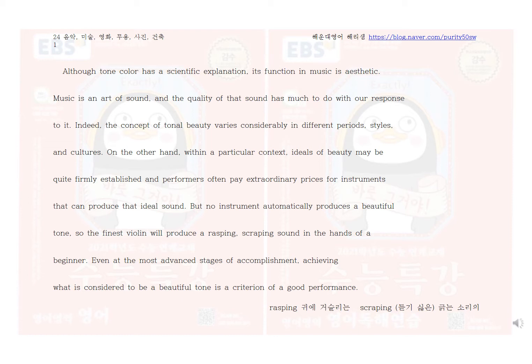But no instrument automatically produces a beautiful tone, so the finest violin will produce a rasping, scraping sound in the hands of a beginner. Even at the most advanced stages of accomplishment, achieving what is considered to be a beautiful tone is a criterion of a good performance.